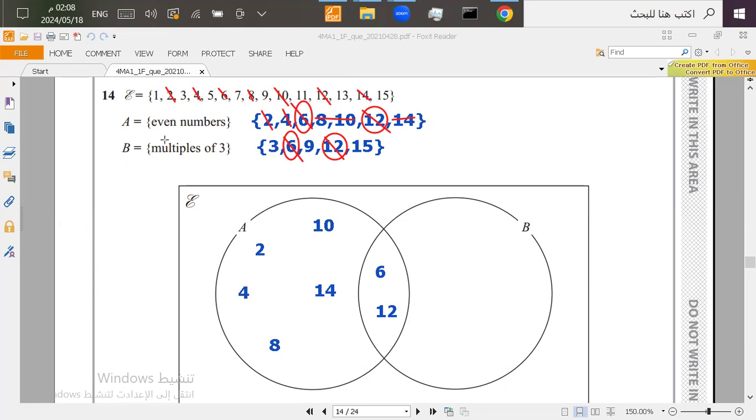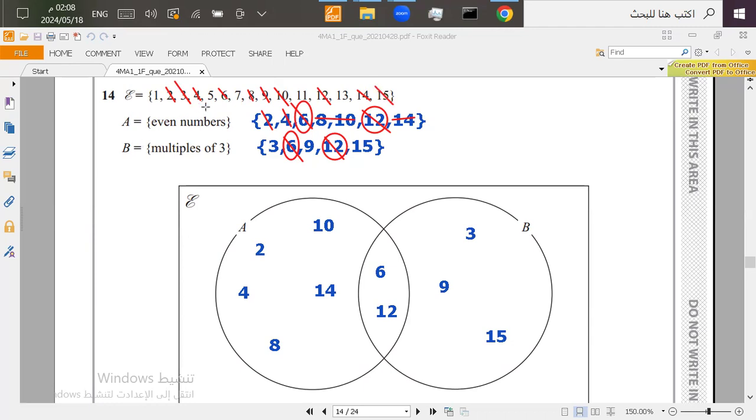Now we take a look at set B and the numbers that we left in set B, which are 3, 9, and 15. So we have to put them here: 3, 9, and 15. And by that, we finished set B, which is multiples of 3. They have 5 numbers, 1, 2, 3, 4, 5. And here we have 7 numbers, 1, 2, 3, 4, 5, 6, 7. Now, we take a look at the numbers that we wrote here, 3, 9, and 15, and we remove them from the universal set.